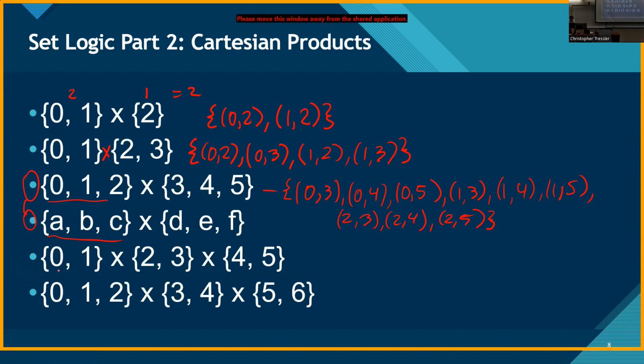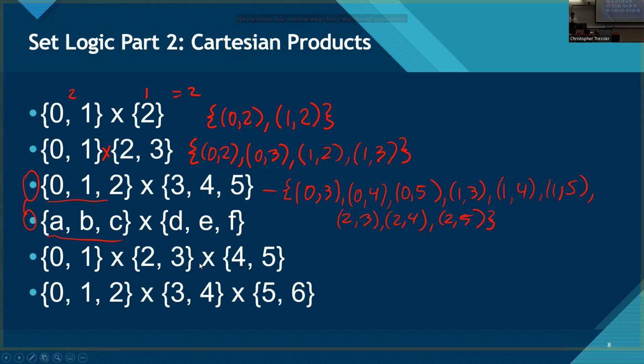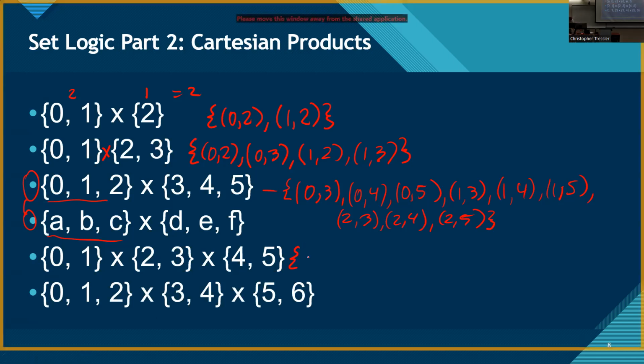So notice how in this one and in this one, I'll probably just do the first one because this one is just a longer version of that one. But notice how now all of a sudden we have 3 sets being multiplied, which means that each individual set of parentheses is going to have 3 objects in it, not just 2. So what we're going to do here is we're going to have 0, 2, 4, and we're going to have 0, 2, 5. And then we're going to have 0, 3, 4.